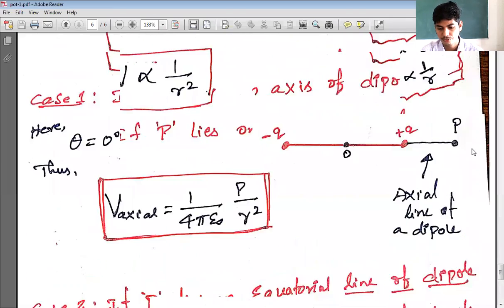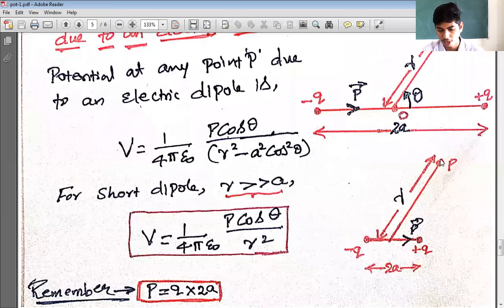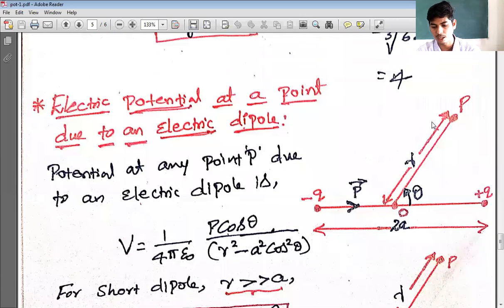Then, if this point P comes on the axial line, can you tell me what will be the value of theta? If the point P comes on the axial line, what will be the value of theta?